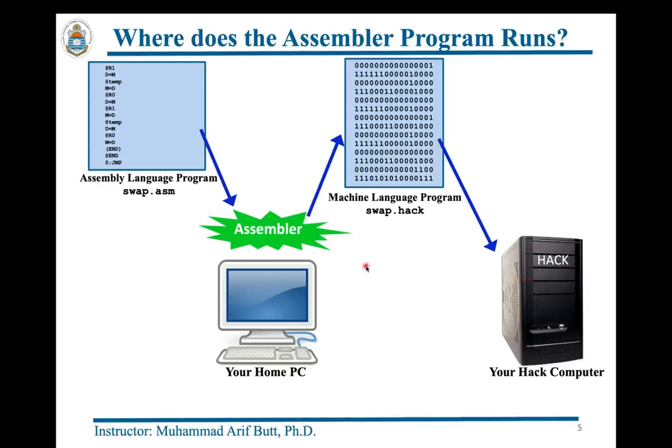And so this is sometimes called cross compilation as well. That is, the assembler running on x86 architecture is generating the machine code for the Hack architecture. So this way we don't have to write a bootstrap program in Hack machine language that first translates this swap.asm to swap.hack. Rather, we write it in some high level language that we have already implemented on another computer.